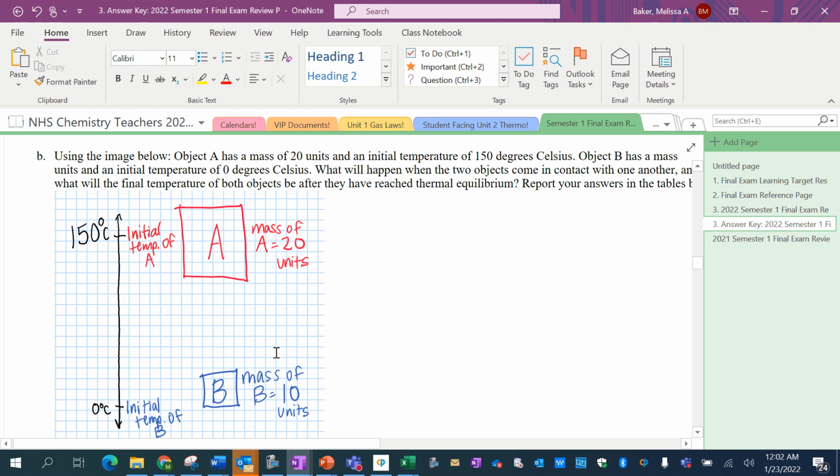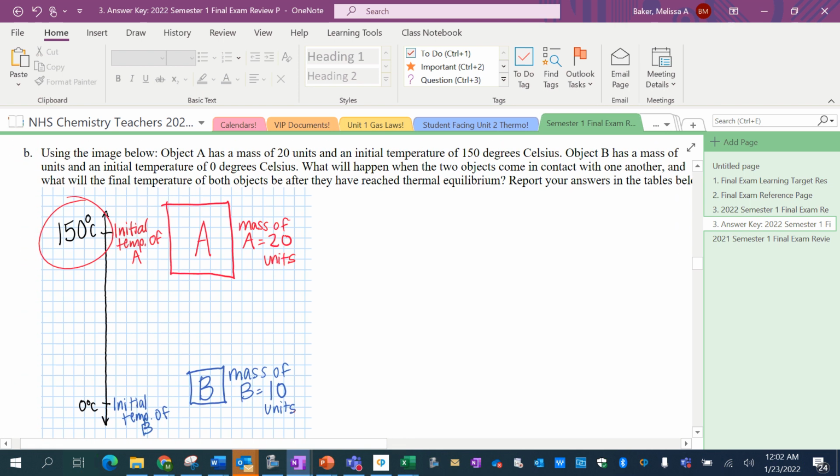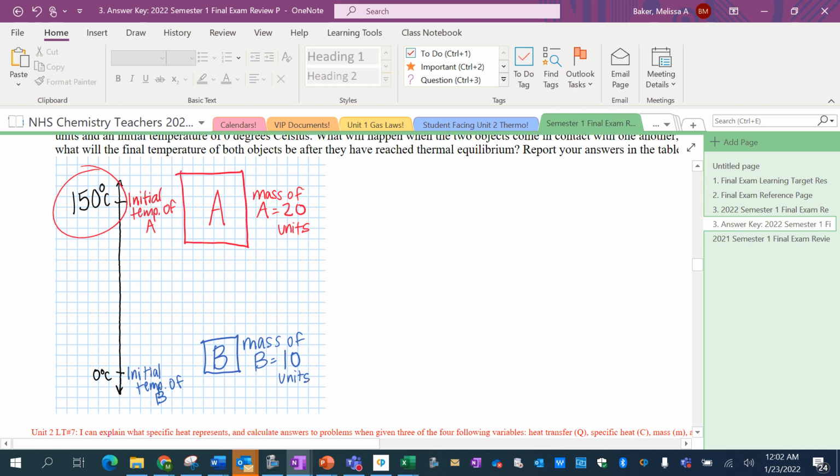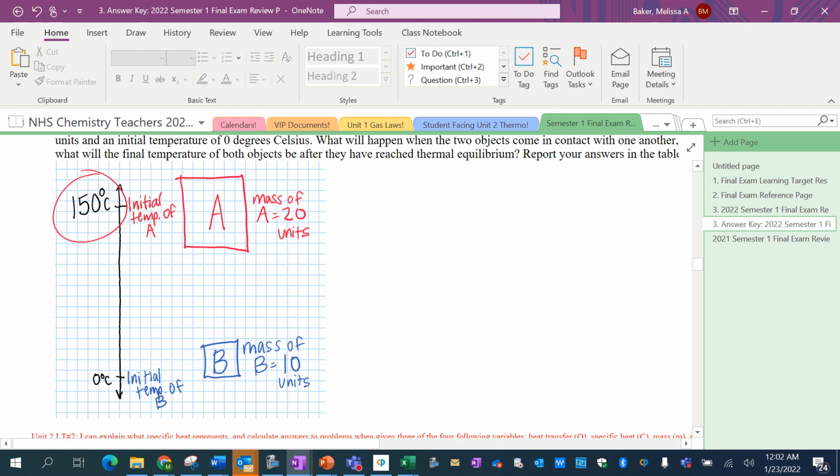Okay, one of these problems. Object A has a mass of 20 and its initial temperature is 150. Object B has a mass of 10 and it's 0. So when these two objects touch each other, what is their final temperature going to be? Okay, so I just saw it wants me to put tables in this. Let's do it this way.